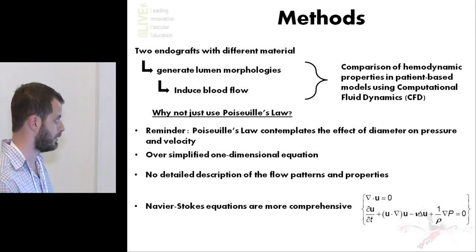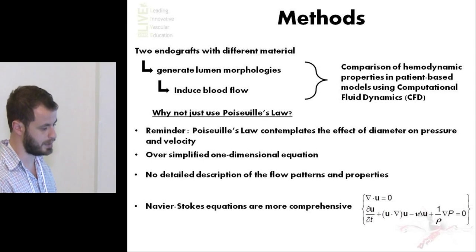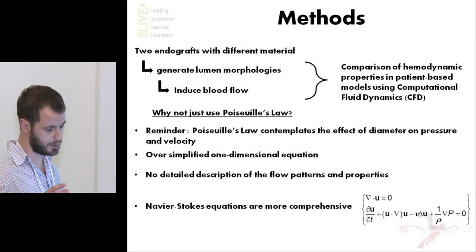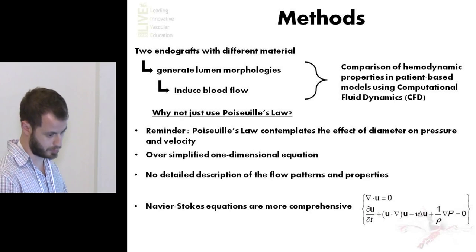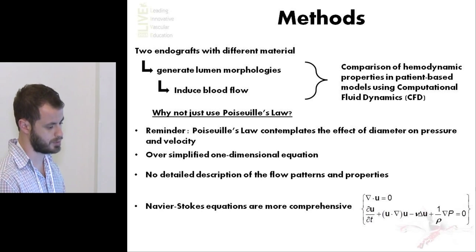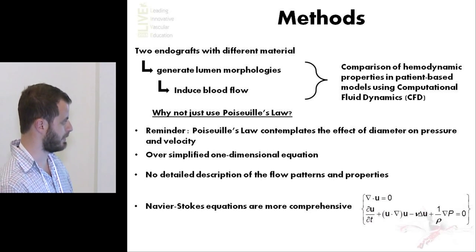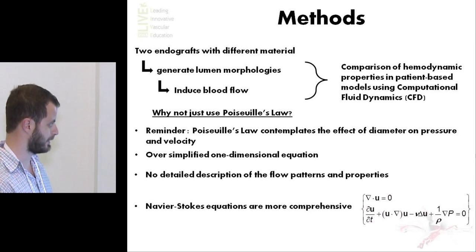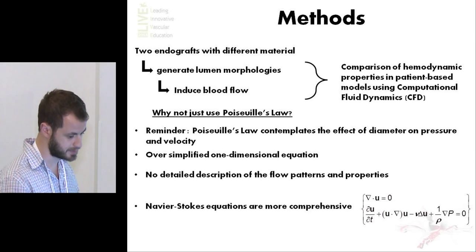fluid dynamics. And someone might ask me, why not just use Poiseuille's flow? A brief reminder, Poiseuille's flow contemplates the effect of diameter on pressure and velocity. So with a bigger diameter, we get a lower velocity and higher pressure, and the reverse effect for smaller diameters. And Poiseuille's flow is in one-dimensional equations and derives after multiple simplifications. So we believe that this might not permit a detailed description of the flow patterns and properties in complex geometries like the one we work with, the stent-graft-based geometries.